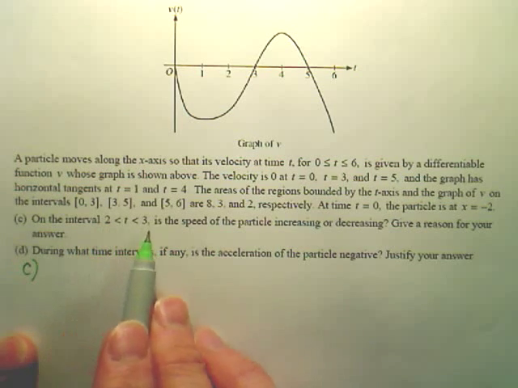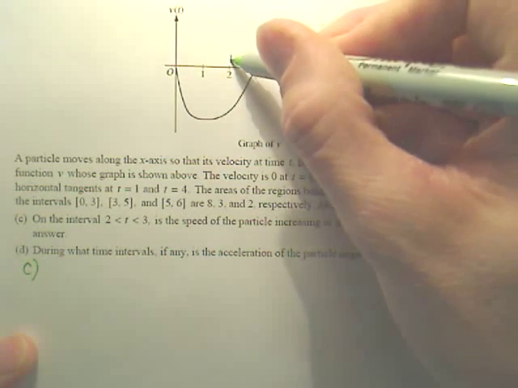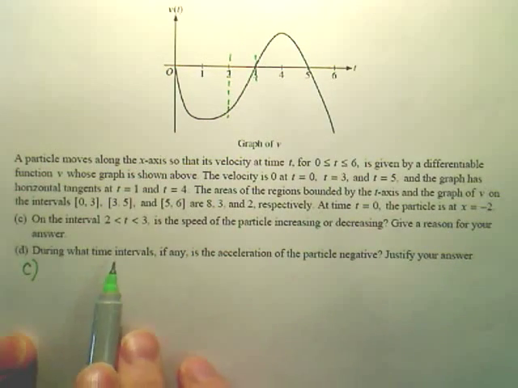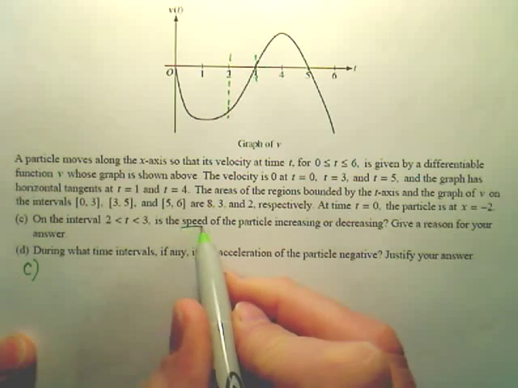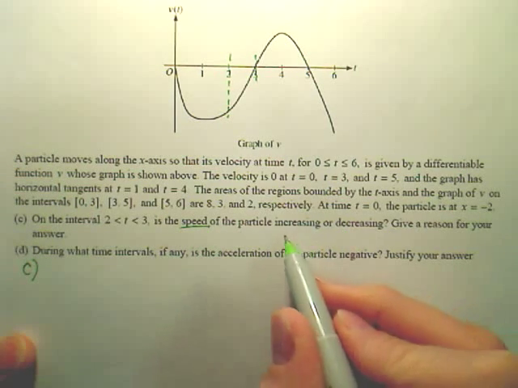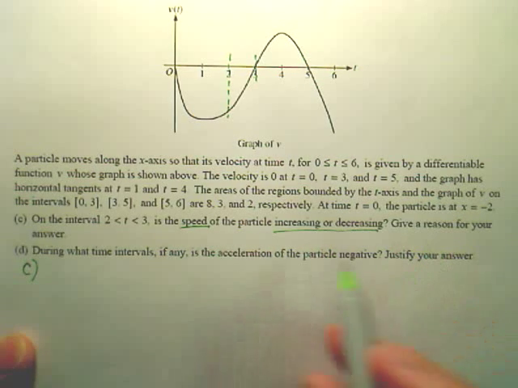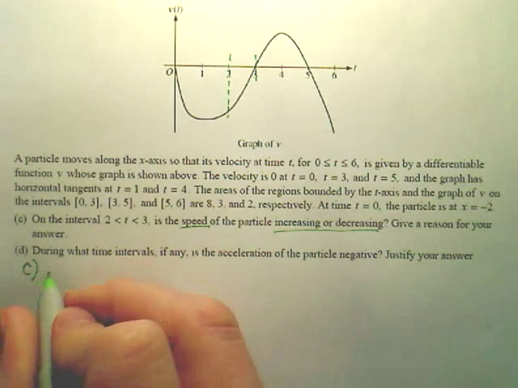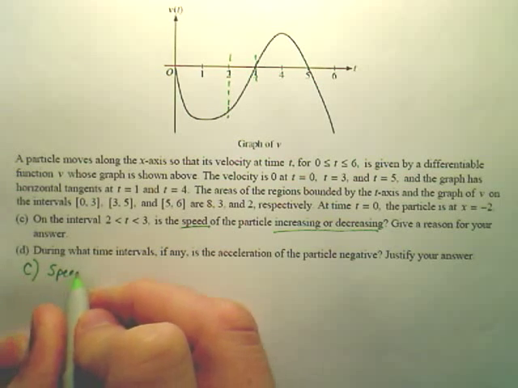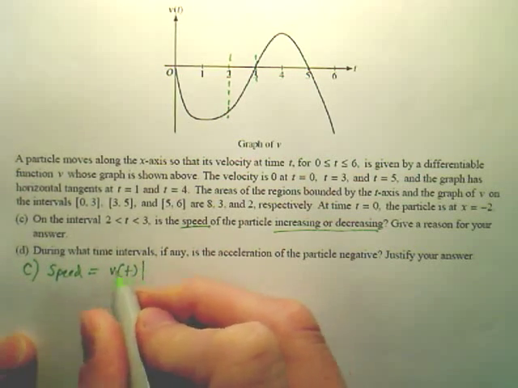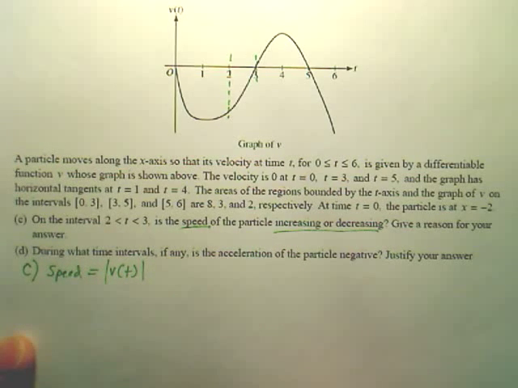On the interval from 2 to 3, for this particular interval, is the speed of the particle increasing or decreasing? Give reasons for your answers. The reasons are going to be the pain. Speed. You have to understand that speed is equal to the absolute value of velocity.